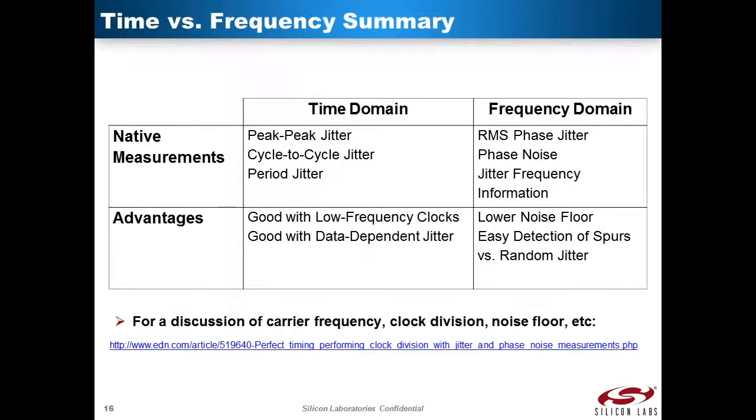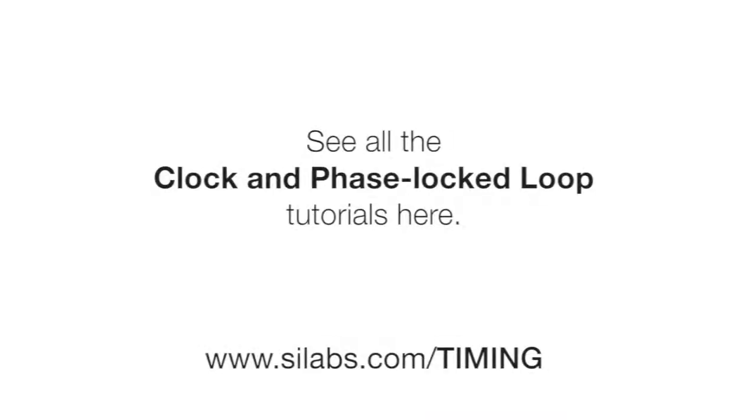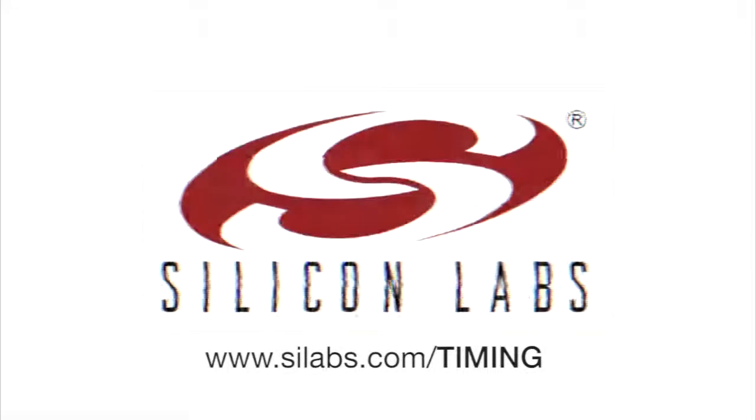Frequency domain equipment cannot directly measure peak-to-peak, cycle-to-cycle, or period jitter because its native capability is to measure the RMS power of signals in a given frequency band. Frequency domain equipment is also awkward for measuring data-dependent jitter. However, the best frequency domain instruments have a lower noise floor than the best time domain instruments. This makes frequency domain instruments the first choice for ultra-low noise clock signal measurements.